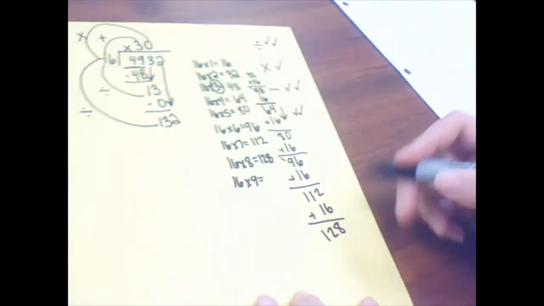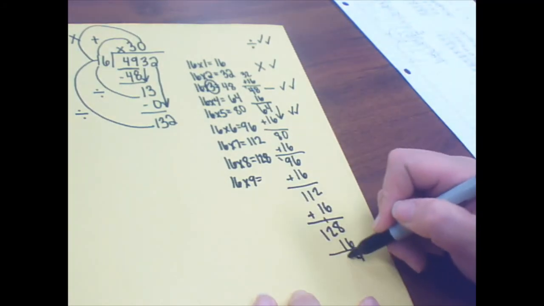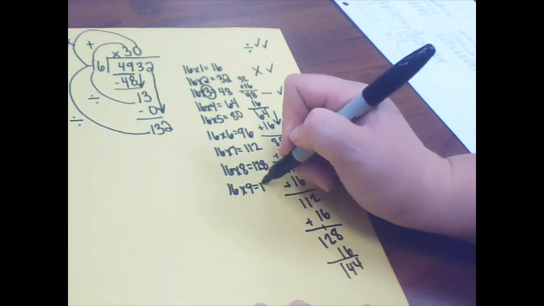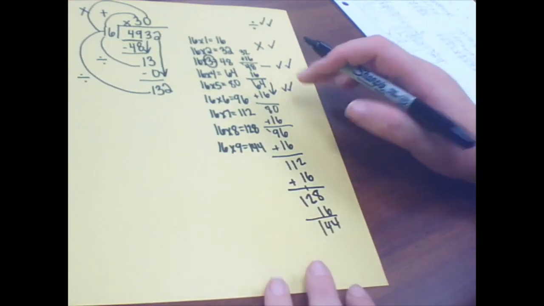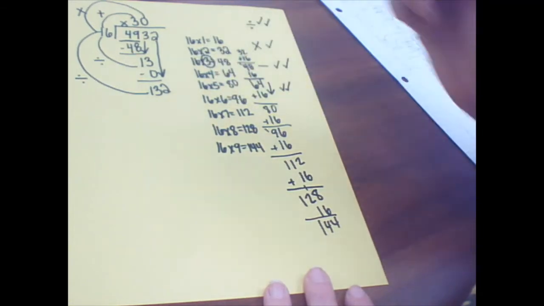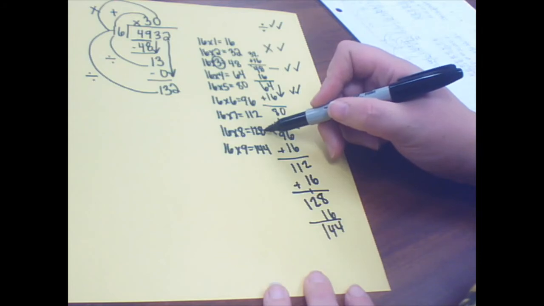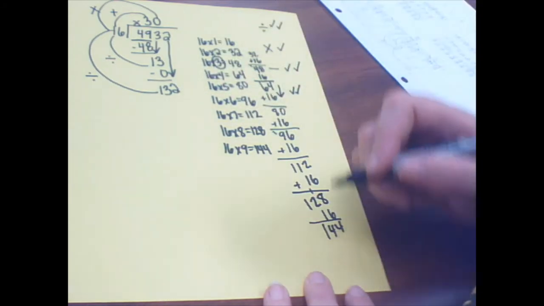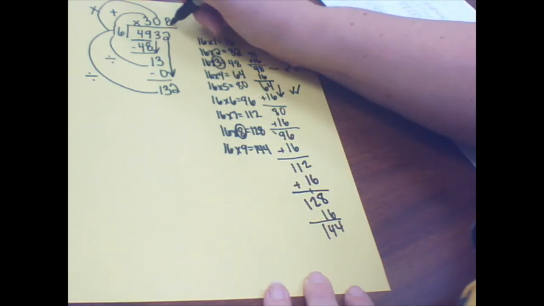16 times 9 gets me 144, which I know is greater than 132. So that cannot be my answer. 128 is as close as I'm going to get to 132. So I circle the 8 and put it up top.